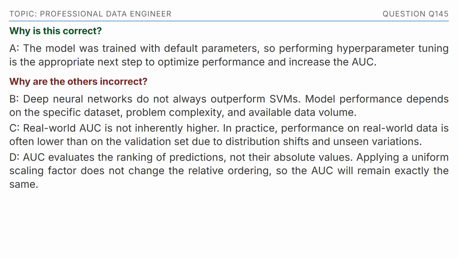B. Deep neural networks do not always outperform SVMs. Model performance depends on the specific dataset, problem complexity, and available data volume. C. Real-world AUC is not inherently higher. In practice, performance on real-world data is often lower than on the validation set due to distribution shifts and unseen variations. D. AUC evaluates the ranking of predictions, not their absolute values. Applying a uniform scaling factor does not change the relative ordering, so the AUC will remain exactly the same.